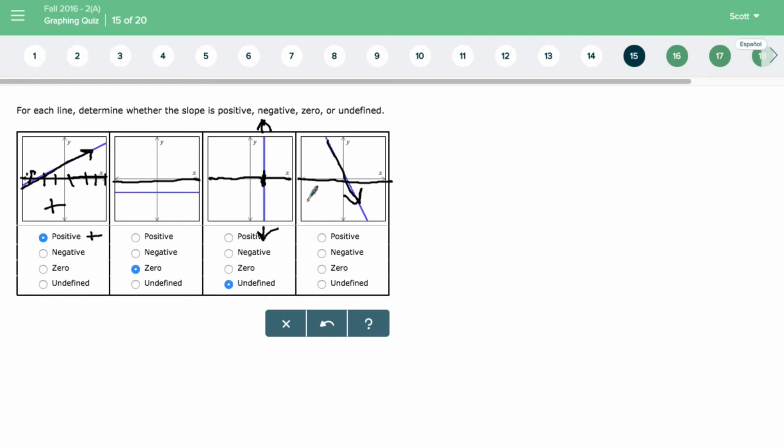And here, it's going down. So when I go down, I'm subtracting money, or that's a negative. So that would be a negative.